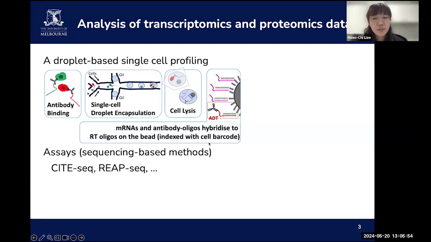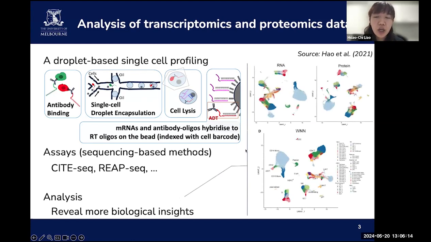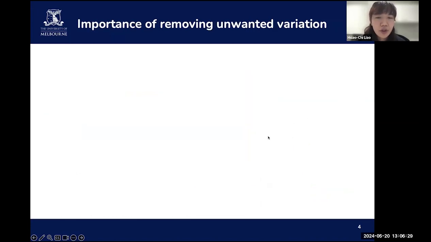There are some sequencing-based assays like CITE-seq and RIP-seq that have this droplet-based protocol, and the analysis of the multimodal data can sometimes reveal more biological insight. An example is that we get more refined cell types, in this example CD4 T cells, when we perform the joint analysis using the features from different modalities. And here, I would like to emphasize the importance of removing unwanted variation.